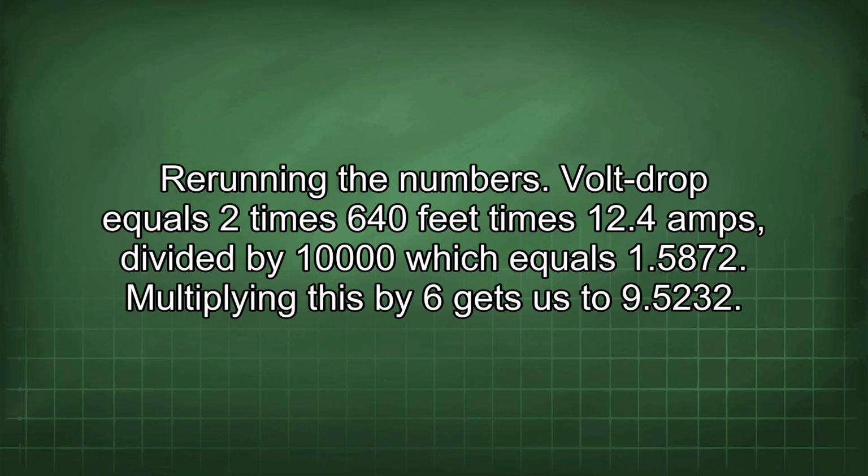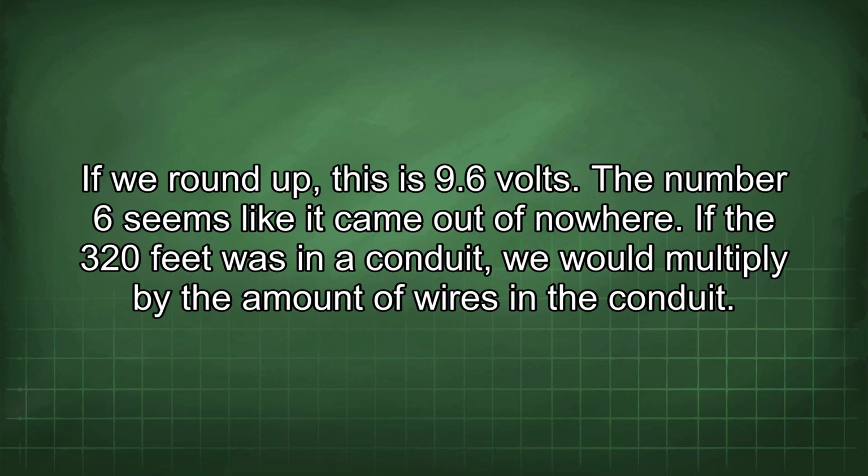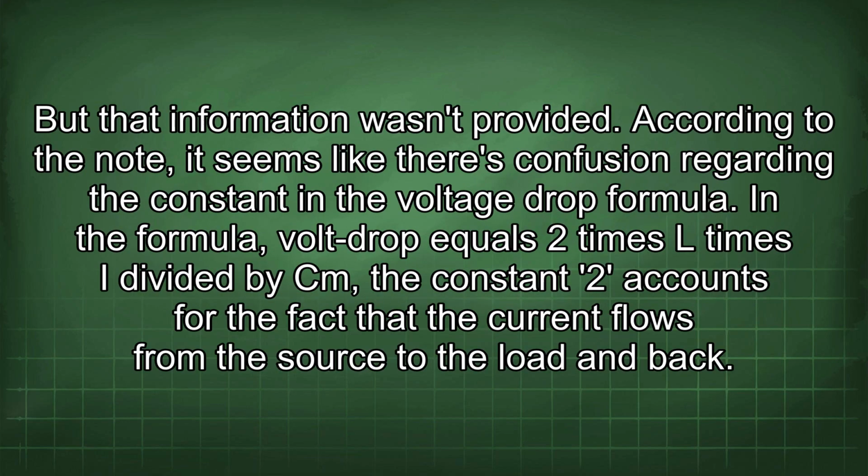We're running the numbers. Volt drop equals 2 times 640 feet times 12.4 amps divided by 10,000, which equals 1.5872. Multiplying this by 6 gets us to 9.5232. If we round up, this is 9.6 volts. The number 6 seems like it came out of nowhere. If the 320 feet was in a conduit, we would multiply by the amount of wires in the conduit. But that information wasn't provided.